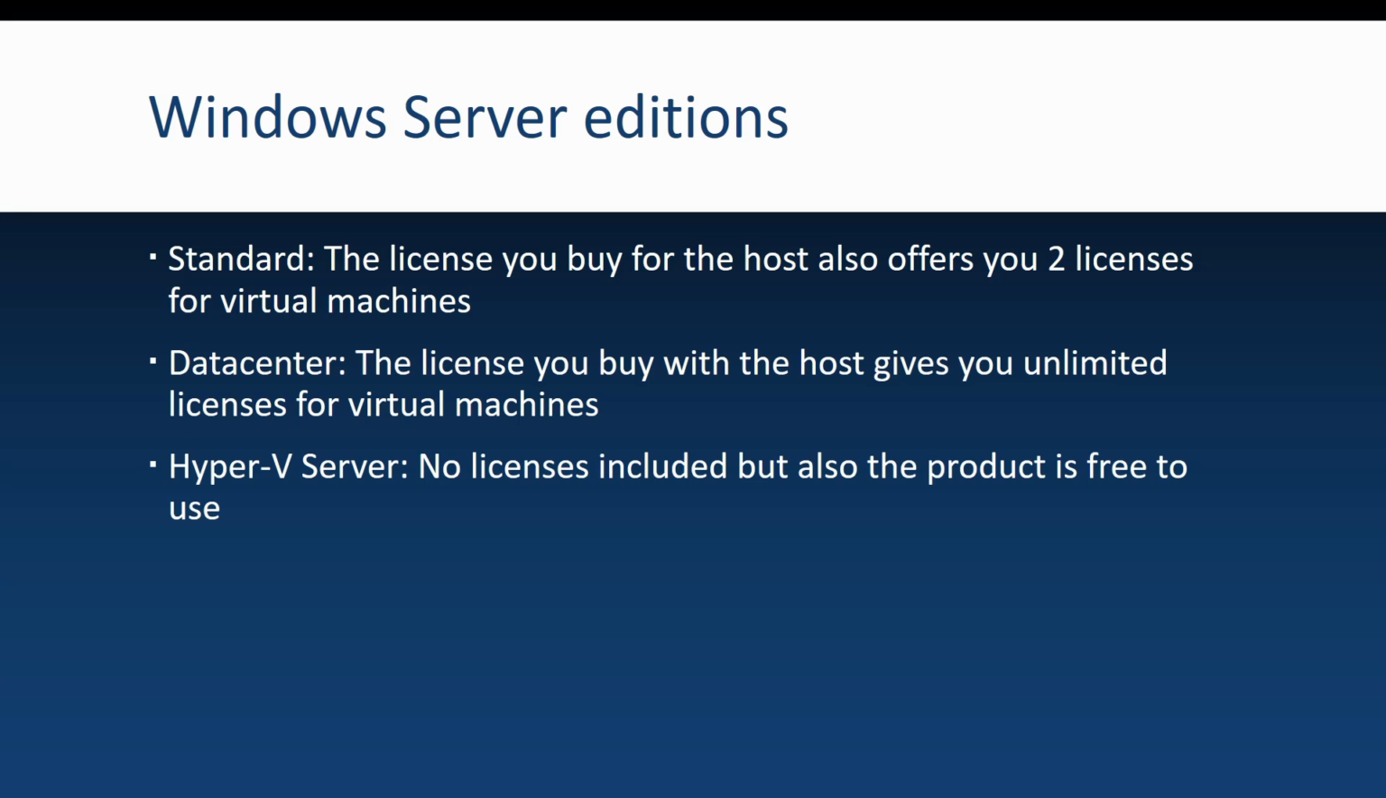We move on to data center, which for a specific license you buy, you get the license for the host and unlimited virtual machines on that host. And the last edition is the Hyper-V server. This one is free, so you can download it and install it for free, but it also does not have any licenses included. So whatever Windows VMs you put on it, you have to have license for them. But if you want, for example, to use Linux VMs, just install Hyper-V server, install your Linux VMs, and you will not have to pay anything.